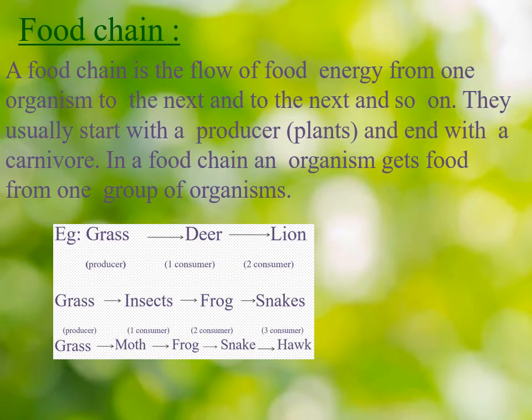So next we have the food chain. So what is a food chain? Food we know, that is we get energy from food. And what is a chain? A chain of passage of nutrients or energy from one level to another level. So a food chain is the flow of food energy from one organism to the next and to the next and so on. They usually start with the producer, that is nothing but the plants, and end with the carnivore. And in a food chain, an organism gets food from one group of organisms.